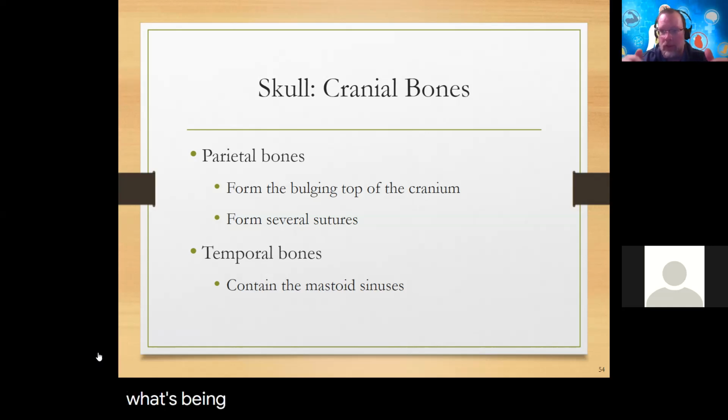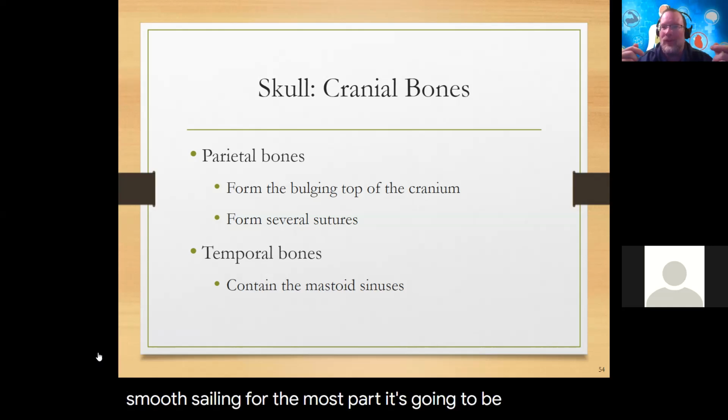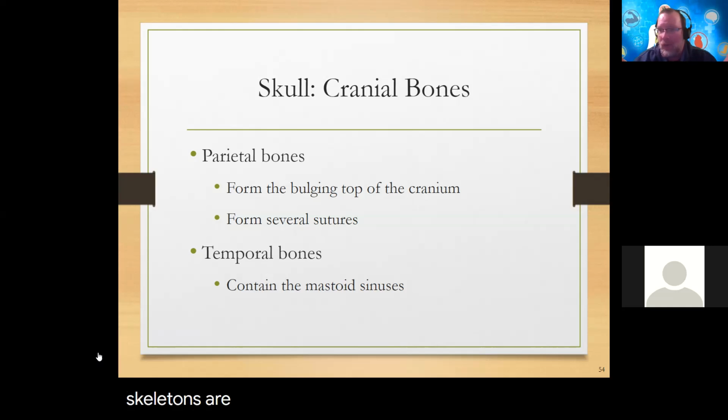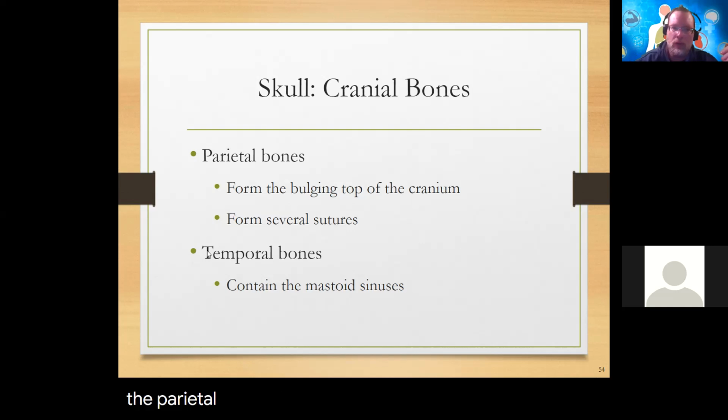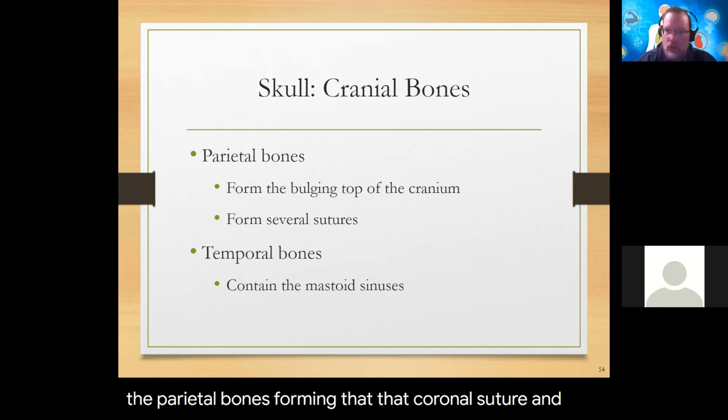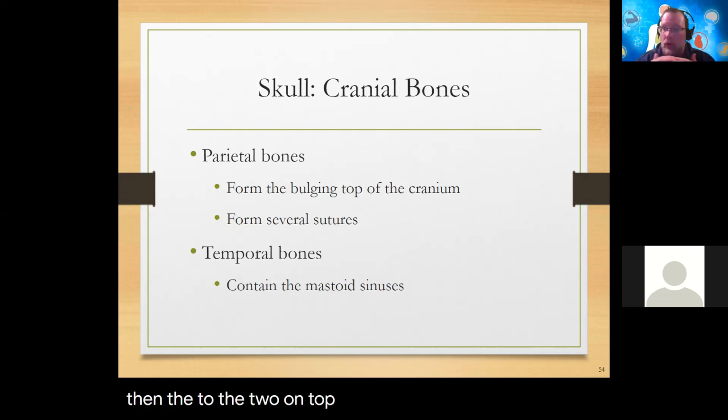No matter what's being delivered through the birth canal, it's not smooth sailing for the most part. So our skeletons are designed in a way to make it as smooth sailing as possible. Of course, as the baby, within hours, the head starts to kind of decone a little bit, and everything starts to mold a little over the first few weeks, and over time all of those sutures are going to fuse together and become more or less immovable joints. So anyway, we already saw the frontal coming together with the parietal bones, forming that coronal suture, and then the two parietal bones on top form one suture across the center, called a sagittal suture.